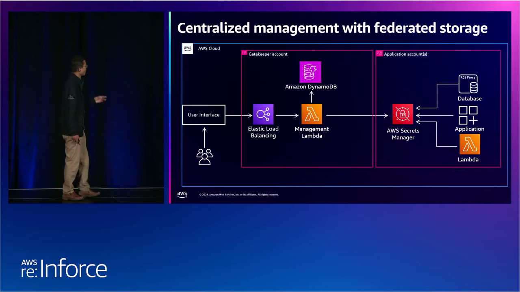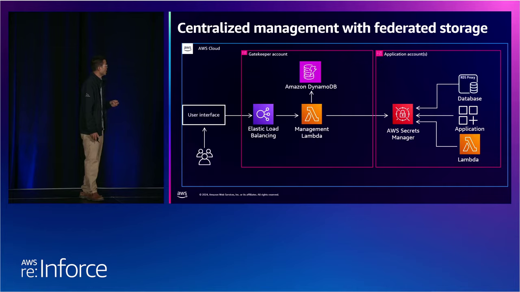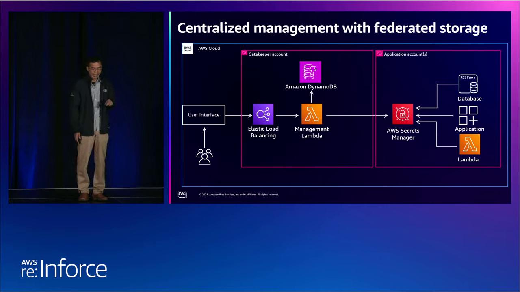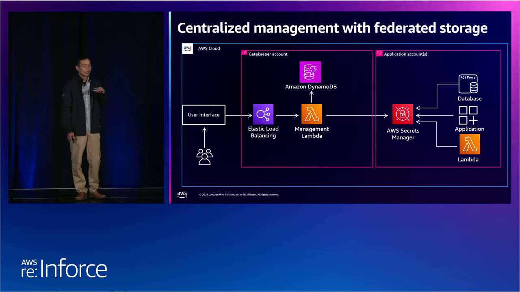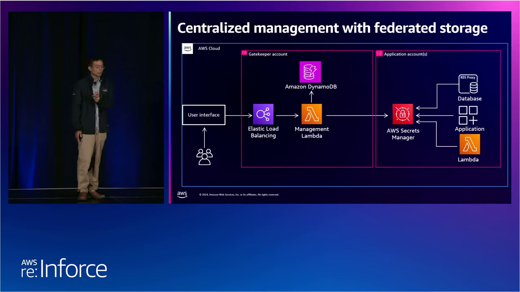Now let's talk about our centralized management with federated storage. As you can see, there's a rectangle on the left of the diagram called the gatekeeper account, and then there's another rectangle on the right. We call it the application account. So from this solution's perspective, even though Capital One has thousands of AWS accounts, we see them fall into these two categories.